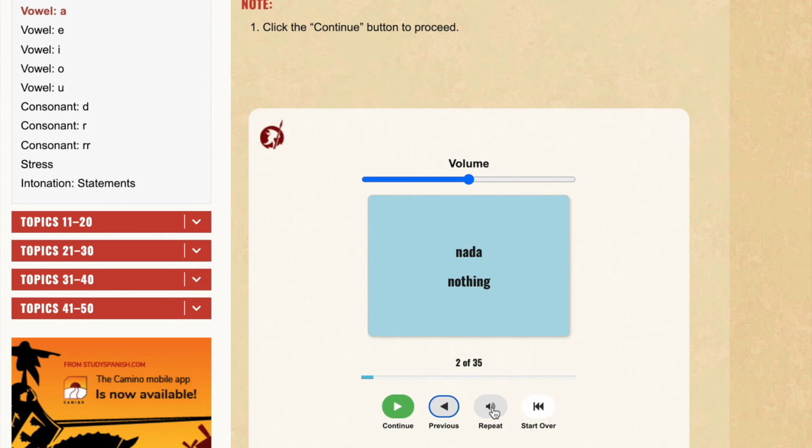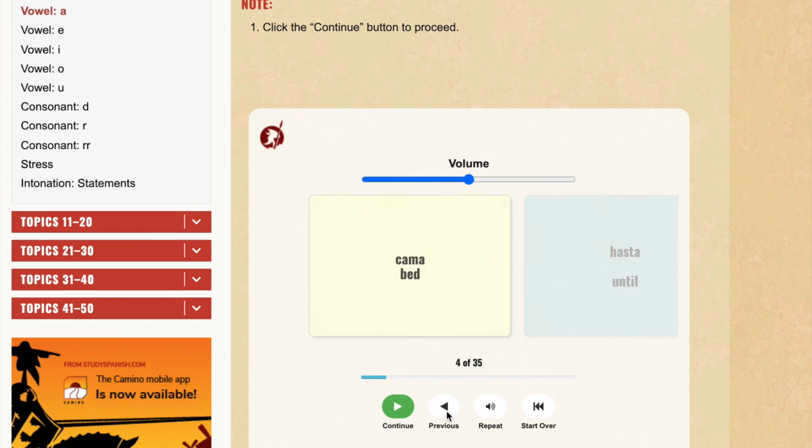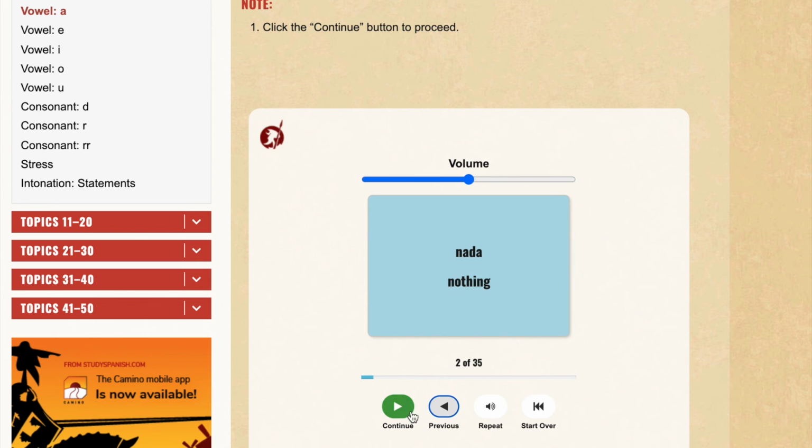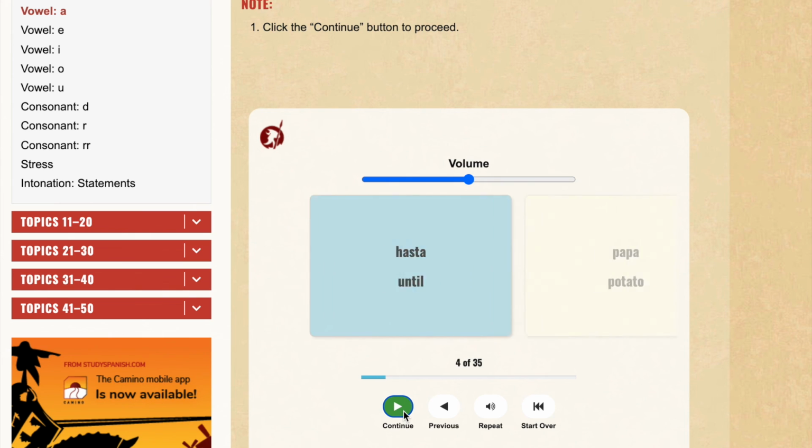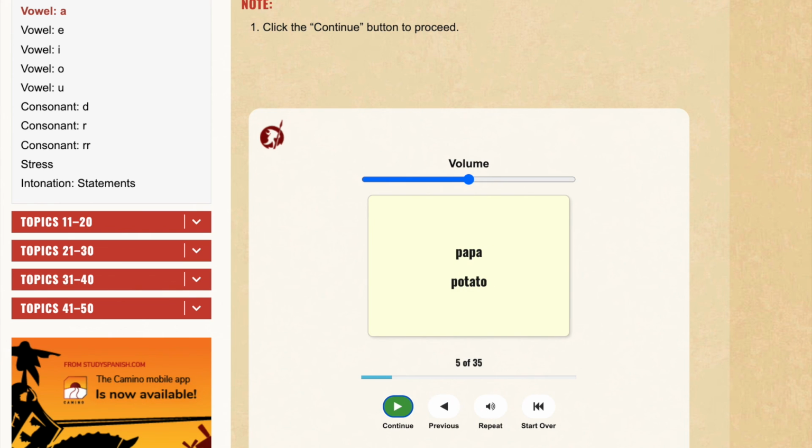So we have covered 4 words here. We have nada, which means nothing, right? And then we have cama, which means bed, hasta, which means until, papa, which means potato, right? So it helps us in 2 ways. It not only gives you the way to pronounce it, but it also gives you the meaning of words which are commonly used in the Spanish language. I mean, day to day, right? So we have papa, hasta, cama, right?